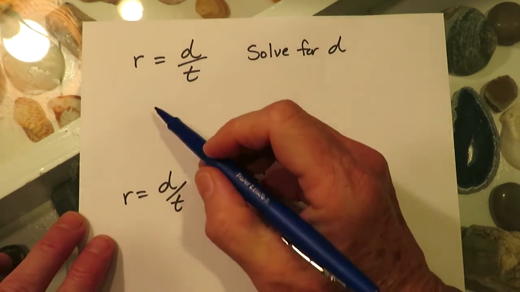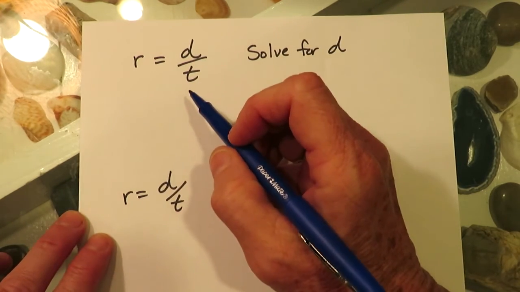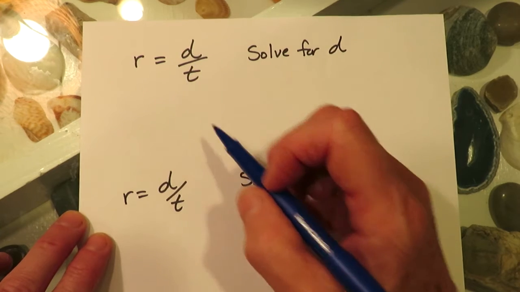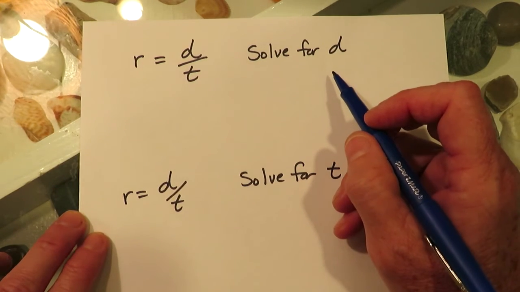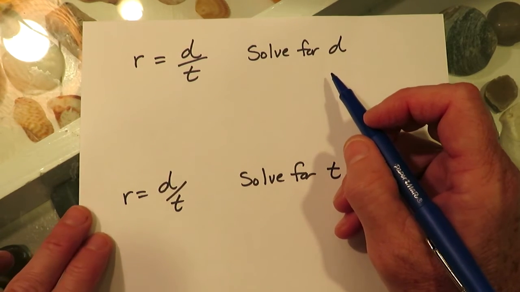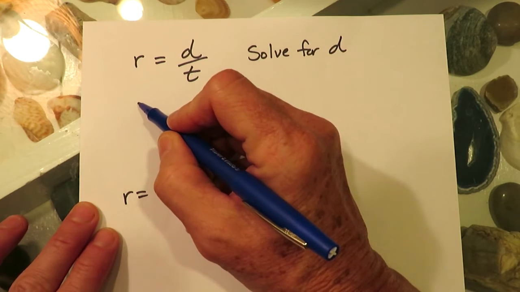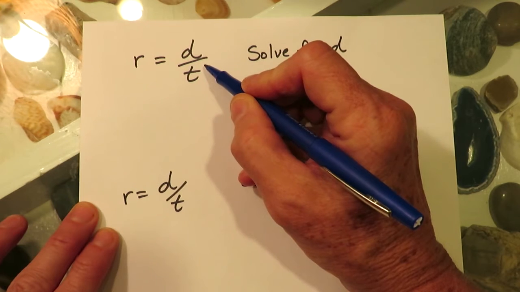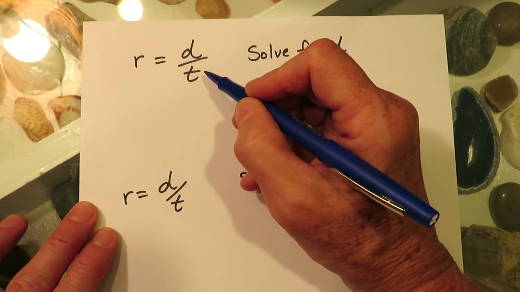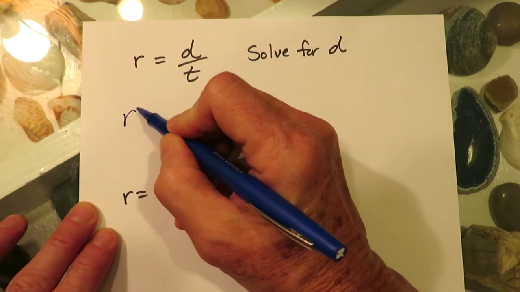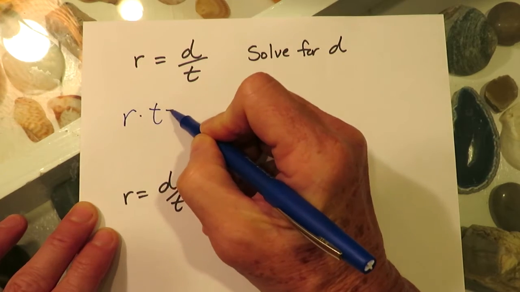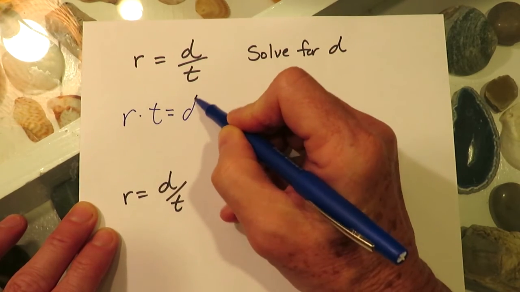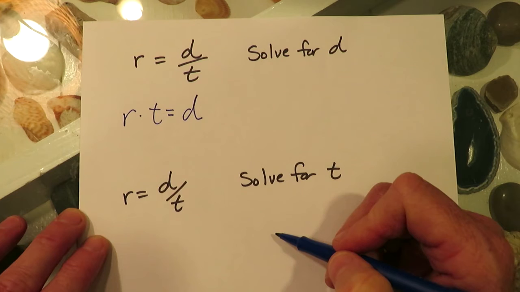So normally you're given the formula in this form, rate equals distance over time, but you might be interested in the distance and you might want to solve for D. So to get D by itself, I need to cancel division, and so the opposite of dividing is multiplying. So I will multiply both sides by T, and there you go, rate times time equals distance.